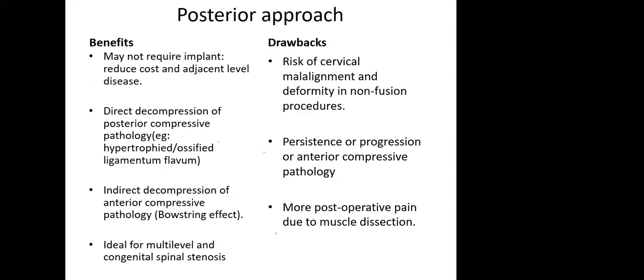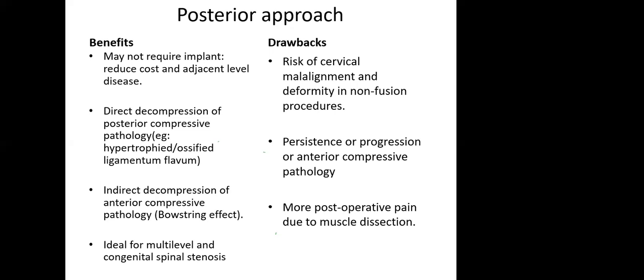For posterior approach, the major benefits and the indication are one, they may not require an implant, that's a fusion procedure. And because of that, the cost is lower and the risk of adjacent level disease is lower compared to the anterior approach. Another benefit is a direct decompression of posterior compressive pathology, like the hypertrophied ligamentum flavum that was explained earlier. It can also help in indirect decompression of an anterior compressive pathology, but this is ideal in those with sustained cervical lordosis, so as to give the classical bowstring effect. And it is ideal for those with multi-level or congenital spinal stenosis.